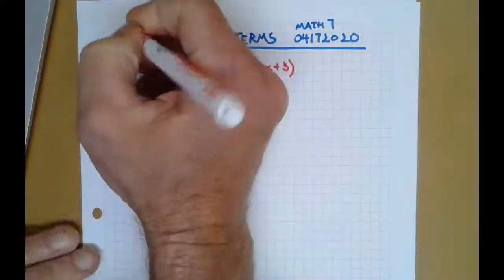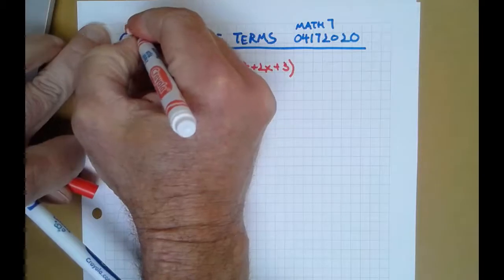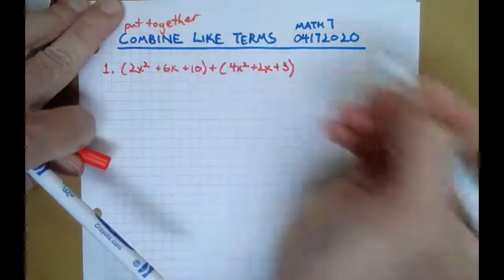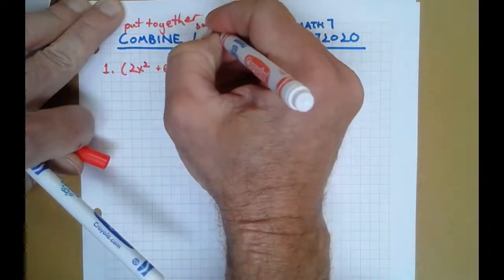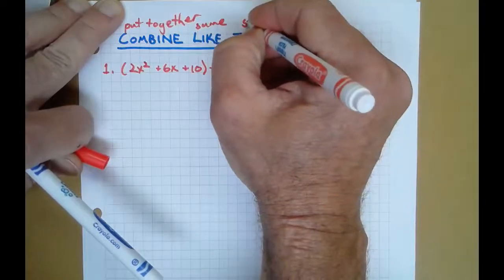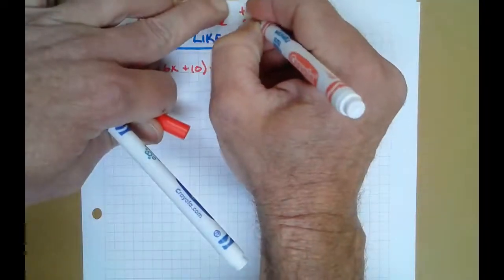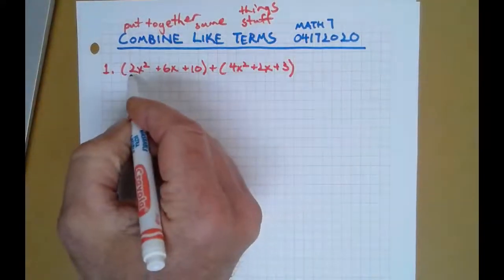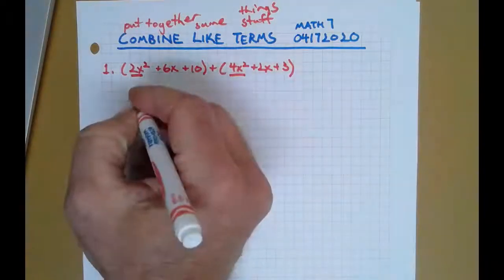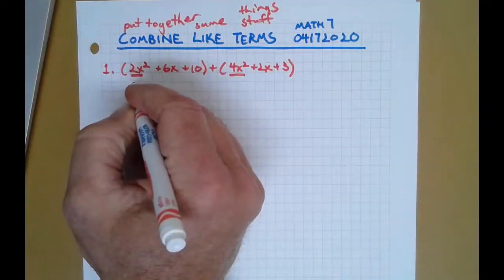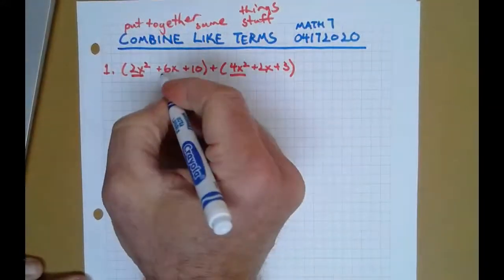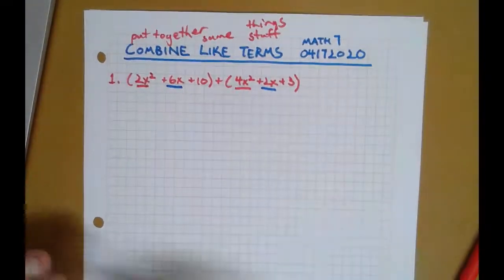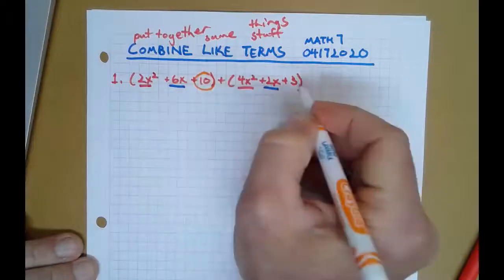Let's just remind you of the language there. Combine means put together. Because we have the way the book talks, we have the way we talk. Like means same. In terms, we could use words like stuff or things. Okay? So, first of all, we've got 3 different types of terms here. We've got x squared terms. That's term number 1. We've got x terms, and we have number terms.